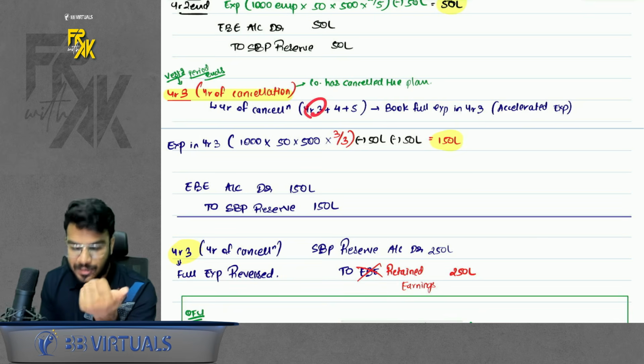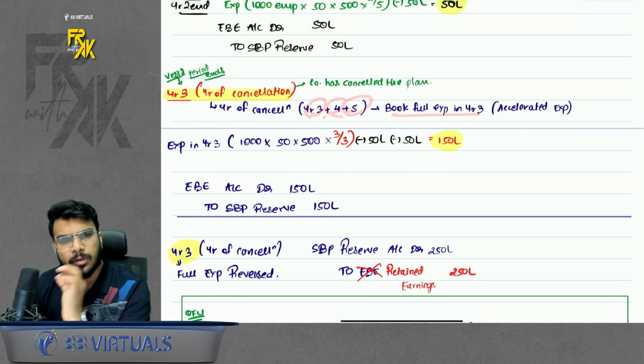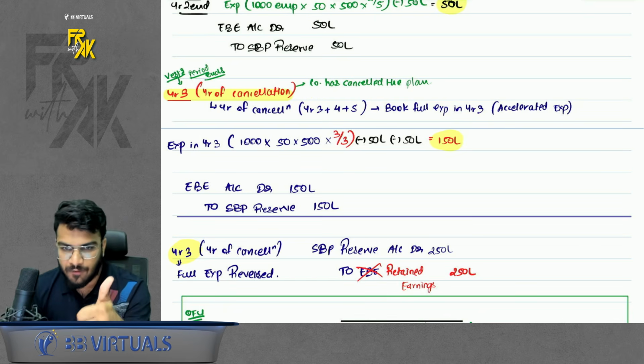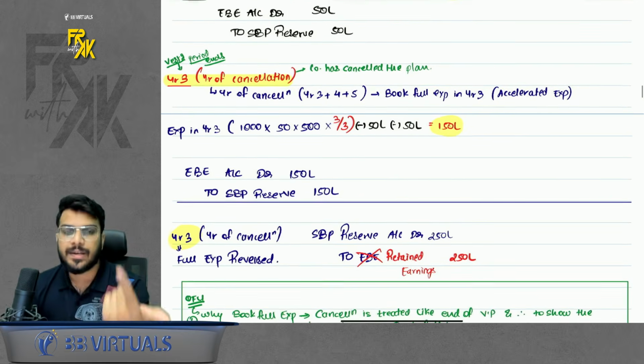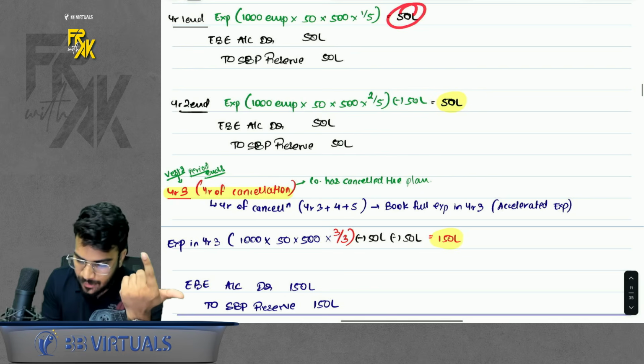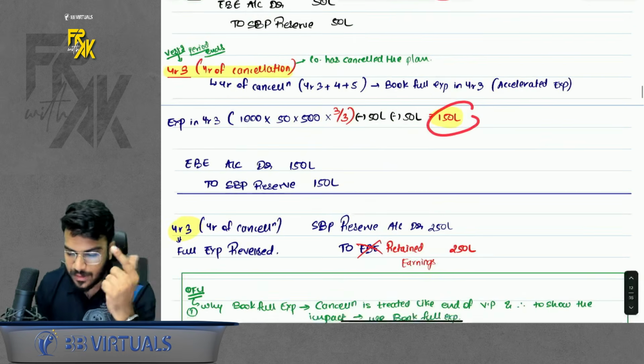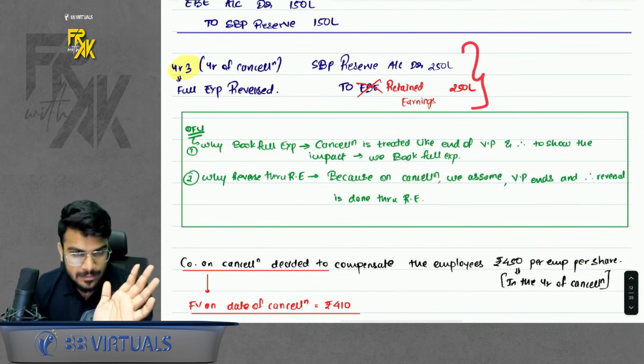First, book the remaining expenditure of year 3, year 4, year 5. Book that remaining full expense in the third year. First thing you have to do. Second, now you will reverse. Whatever you booked in 1, 2 and 3 years, now you will reverse, and reversal will be transferred to retained earnings. Second thing.